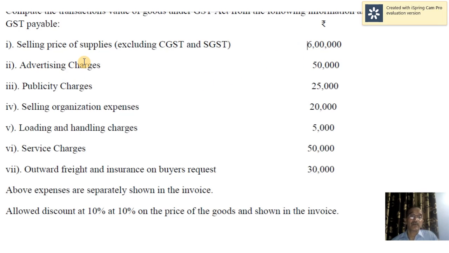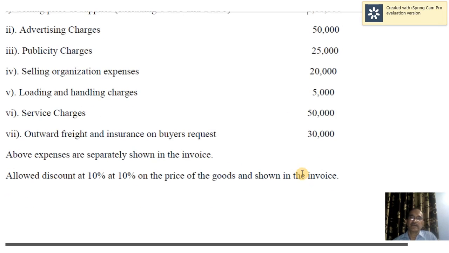To that you have to add all these expenses which are directly related to supply of goods: advertising charges, publicity charges, selling and organization charges, loading and handling charges, service charges, outward freight and insurance on buyer's request. All these are to be added. From the total, you have to deduct the discount that is allowed at the rate of 10%. This is repeated here at 10% on the price of the goods and shown in the invoice.